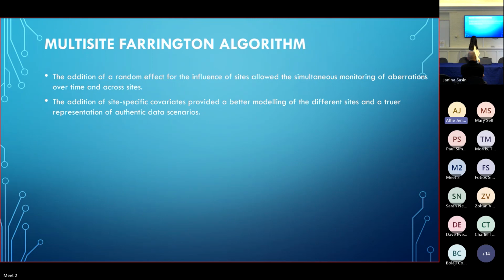Also, the addition of site-specific covariates provided better modeling because it provided a true representation of the data. So, for example, in our sick leave data, every company has its own specifications. Some companies had many employees, some companies had fewer employees, some companies had stricter rules for sick leave, some companies had less strict rules, so that was important.